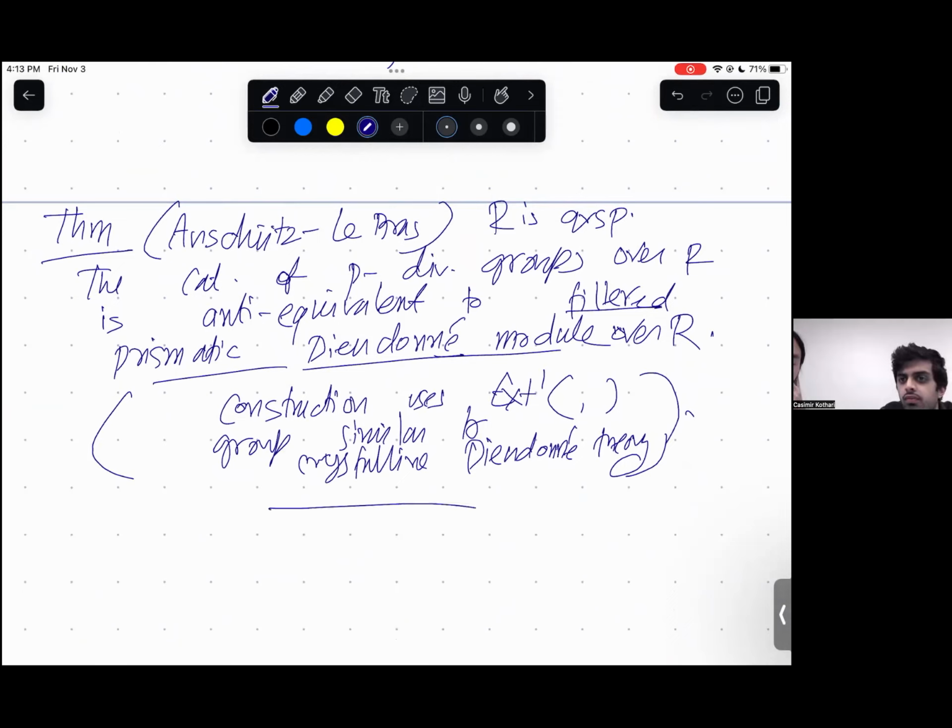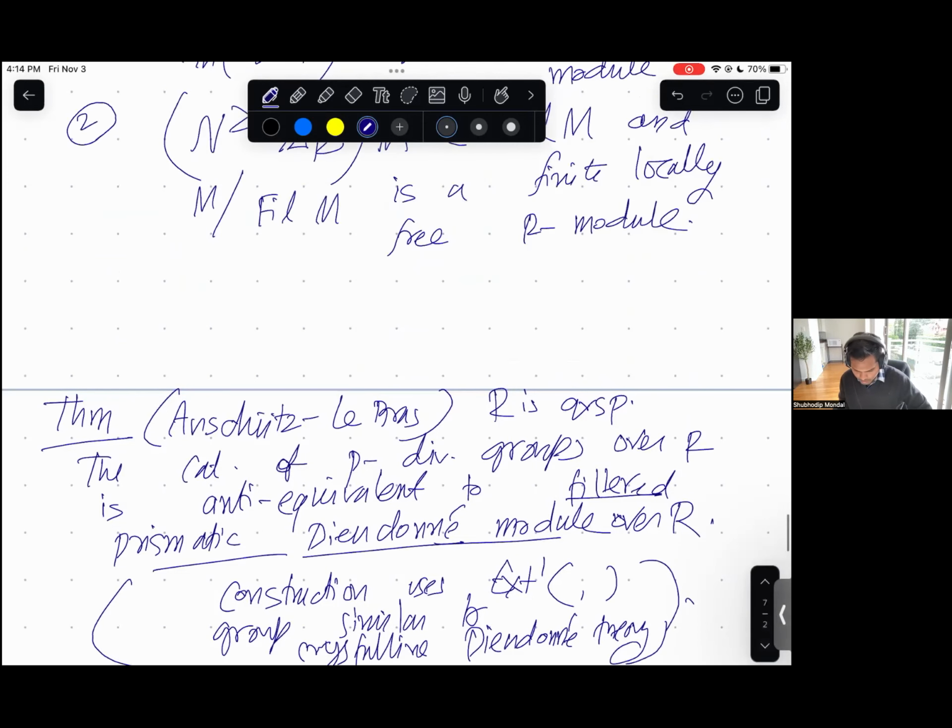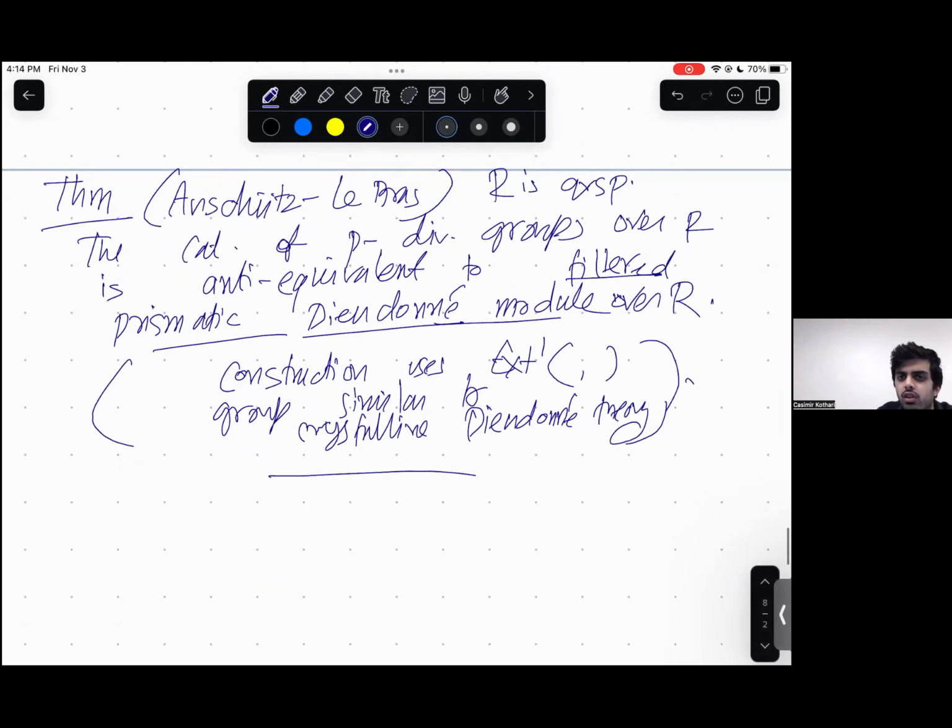Can I ask a question? Yeah, sure. If R has characteristic p, then did this definition of the filtered prismatic crystal exist in the literature before? If R has characteristic p, I think there's a notion of filtered crystalline crystal, which should appear in the work of Lau as well. So does the theorem give new information if R has characteristic p, or are there rings that were not covered by Lau that are covered by this theorem now?